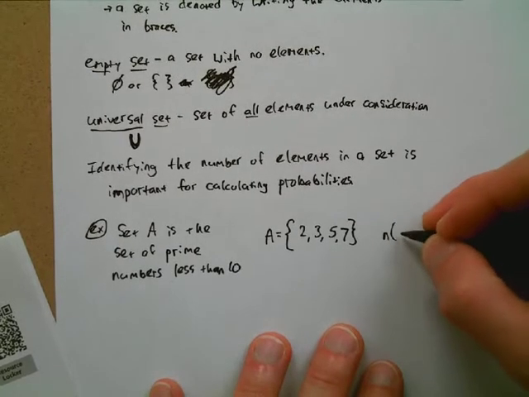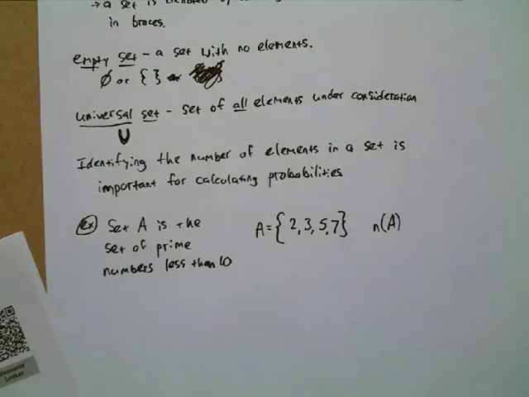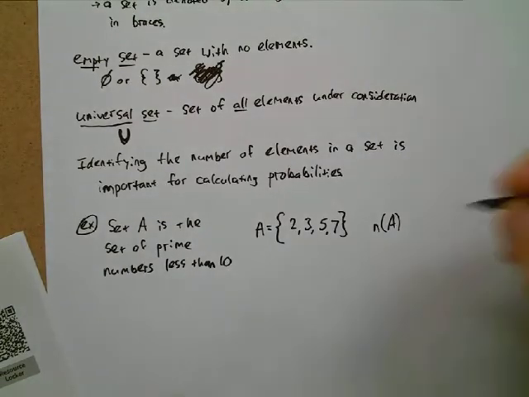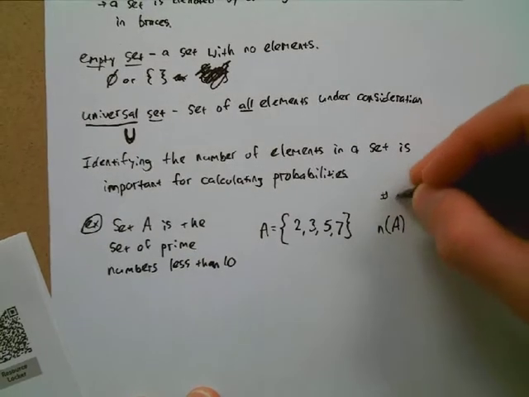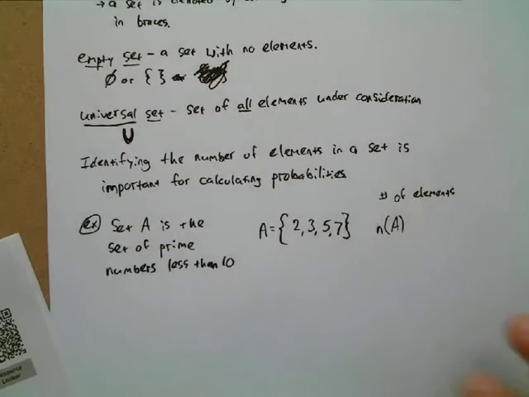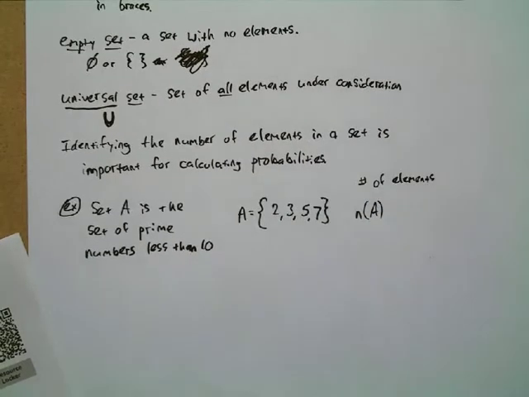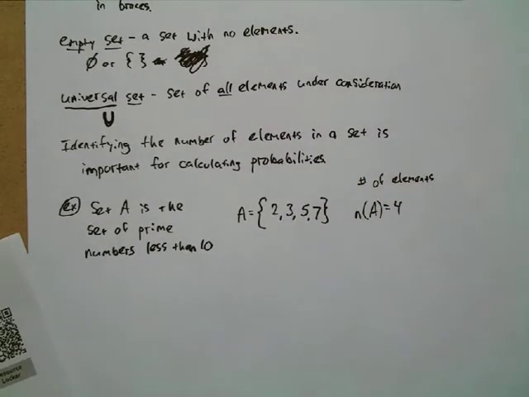The number of elements in A. When you write n of A, that stands for the number of elements in A. How many elements does set A have here, folks? 4, right? 1, 2, 3, 4 elements. So n of A, the number in A, is 4. That's the number of elements.